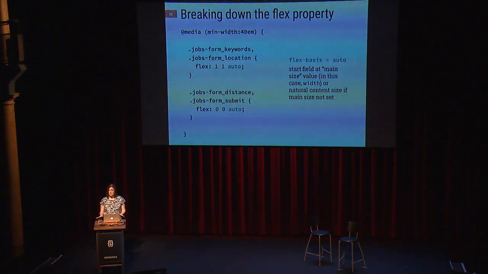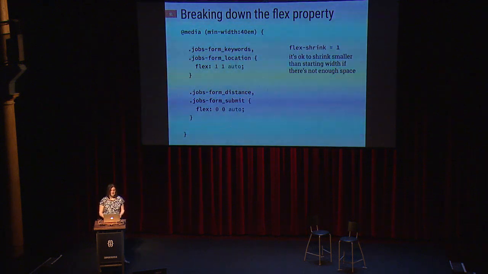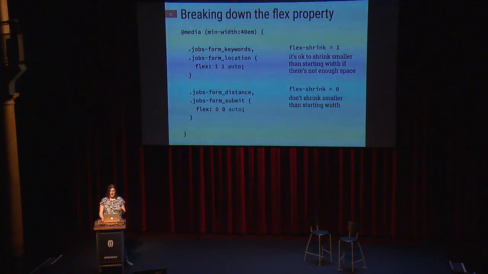So that's the starting point, and then the browser looks to flex grow and flex shrink to decide if it can get bigger or smaller than that starting point. So flex shrink is the second value. Set to 1 on the text fields means they can shrink smaller than their natural size if needed to make everything fit. And flex shrink set to 0 on the select and button means don't let them shrink smaller, because I don't want their text to ever get cut off.